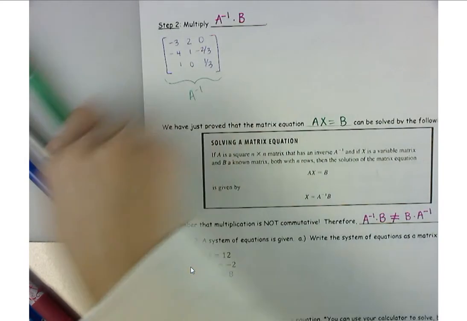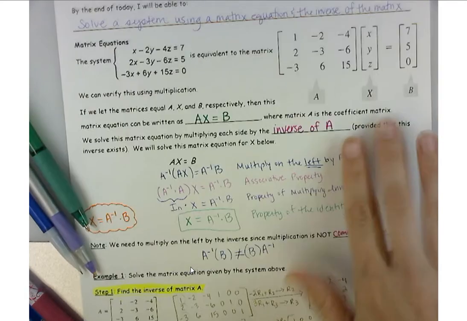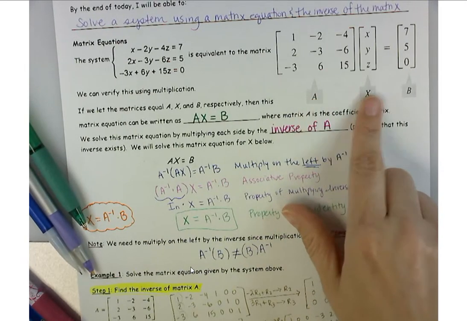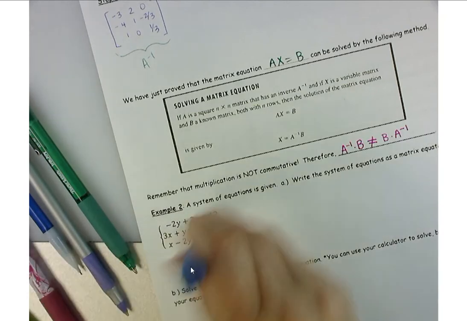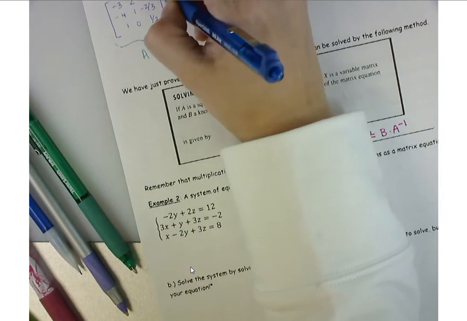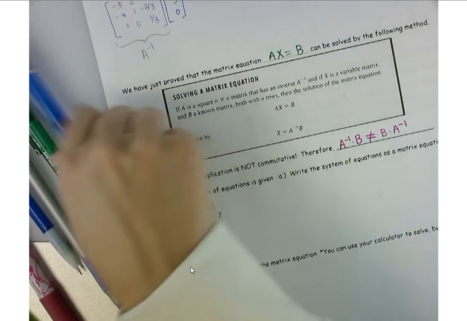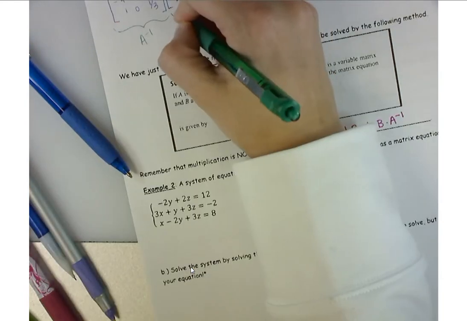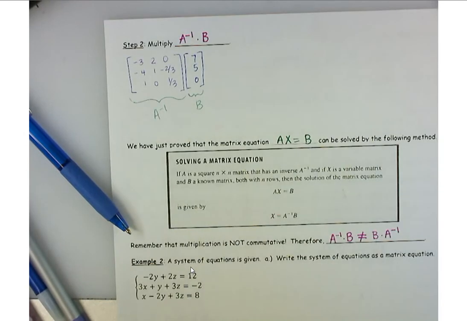So I'm just going to go back to the front and show you where you can find B. Okay, so these were our matrices, A, X, B. So B is this matrix, your 7, 5, 0. So we are going to multiply that by 7, 5, 0. So remember earlier this week we learned how to multiply two matrices together. Do we remember how? Yes, the row by the column.